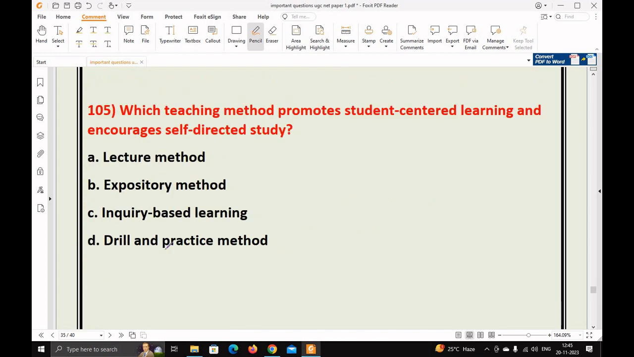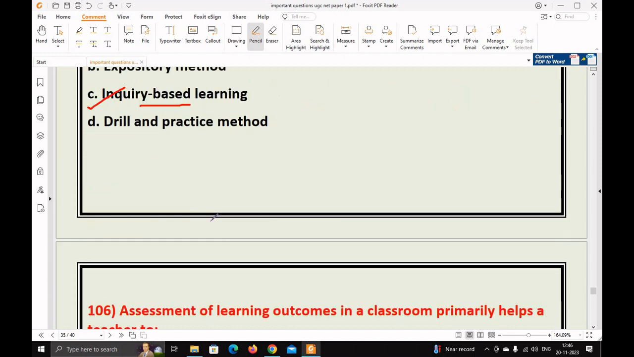Next, which teaching method promotes student-centered learning and encourages self-directed study? So, which teaching method promotes student-centered learning and encourages self-directed study? Options are lecture method, expository method, inquiry based learning, drill and practice method. The right answer of this question is option C, inquiry based learning.